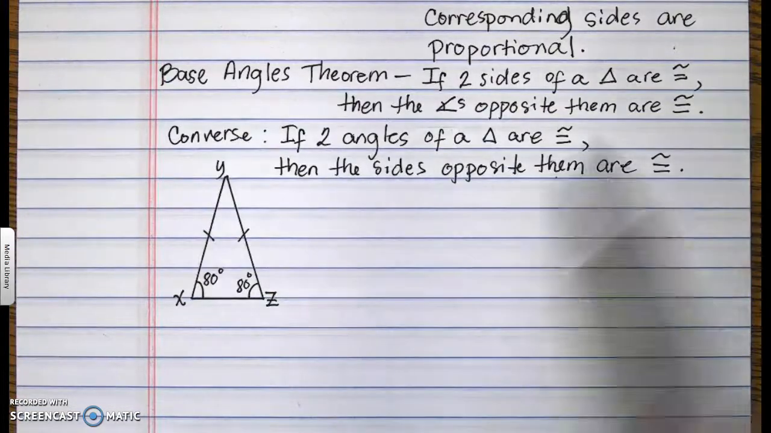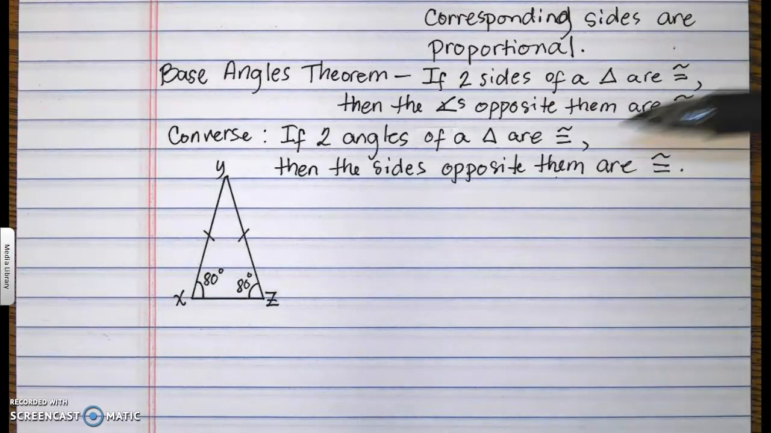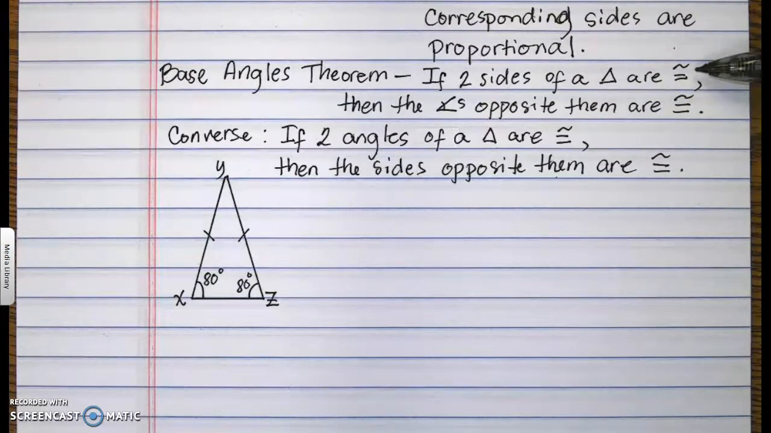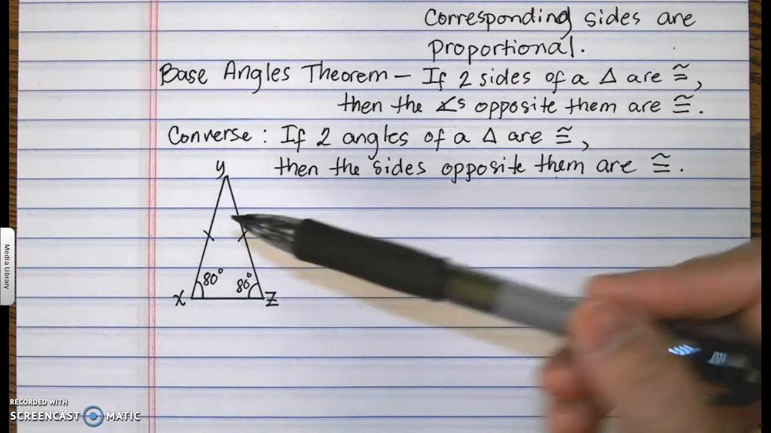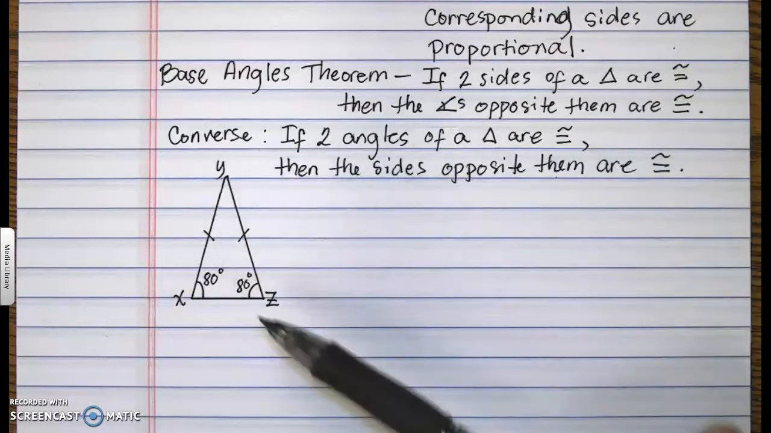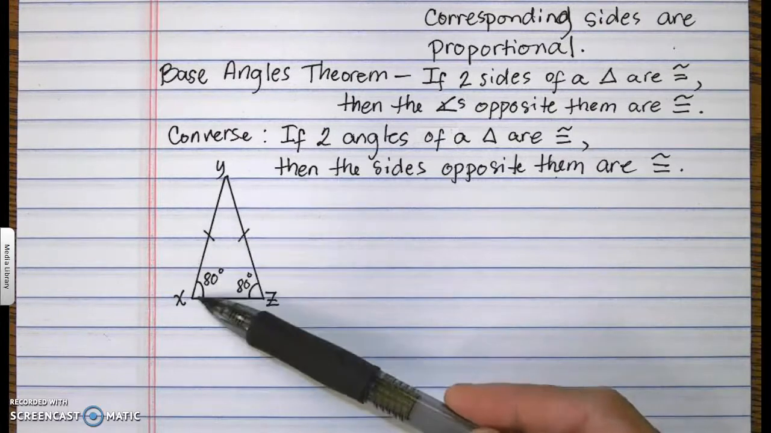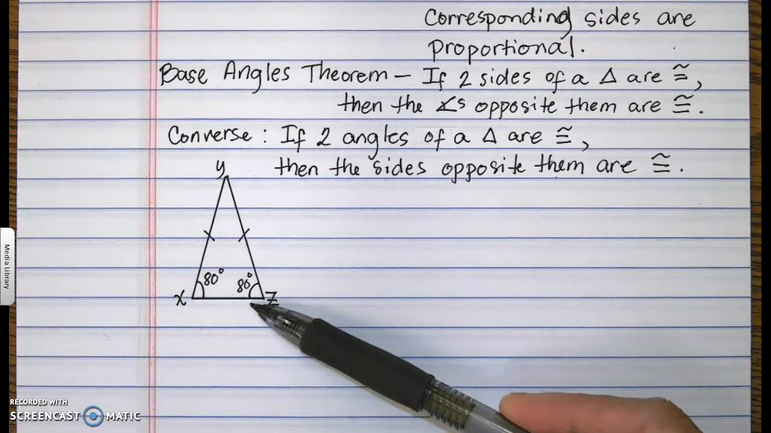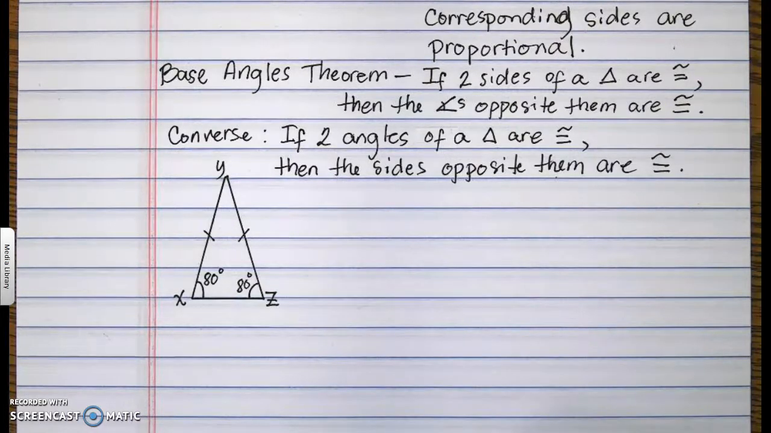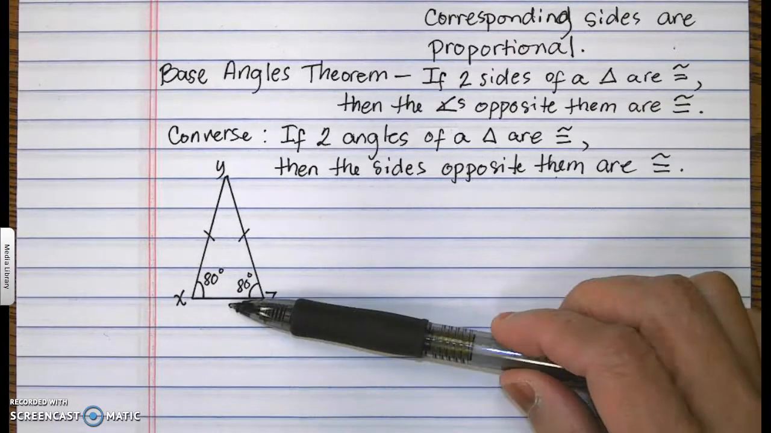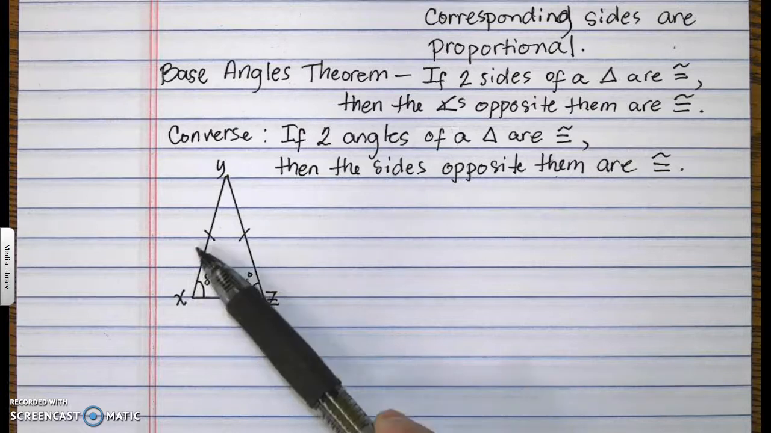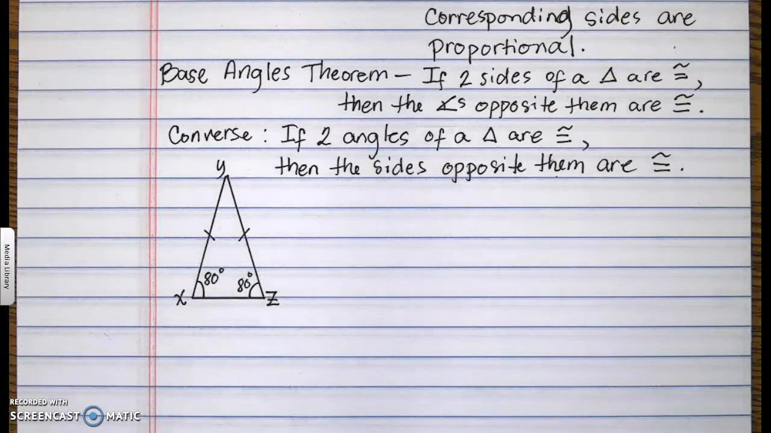So to explain this, I have this as an example. Let's look at the theorem. If two sides of a triangle are congruent, which means XY is congruent to ZY, you can conclude that the angles opposite them, right here, the base angles, will also be congruent. Now let's look at the converse. The converse states that if two angles of a triangle are congruent, let's say these two are congruent, then definitely the sides opposite them, which is right there, are also congruent.